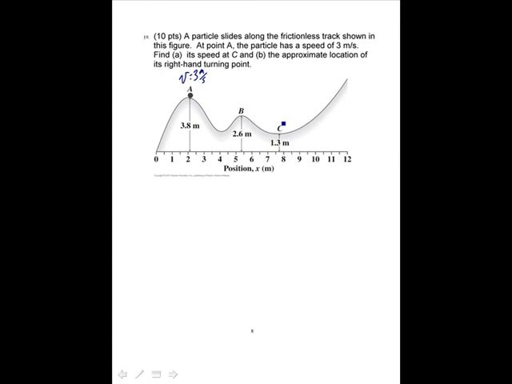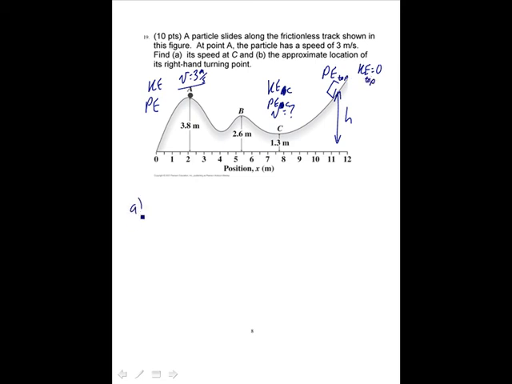A particle slides along the frictionless track shown in this figure at point A. The particle has a speed of 3 meters per second. Find its speed at point C, and the approximate location of its right-hand turning point. That is, it comes up to a certain height, and I want to know what this height is, where it stops. Here we have both kinetic energy and potential energy because it's moving and at a particular height. At C likewise we have both, but at the top we only have potential energy because the kinetic energy is 0.